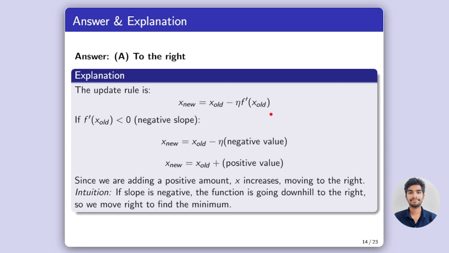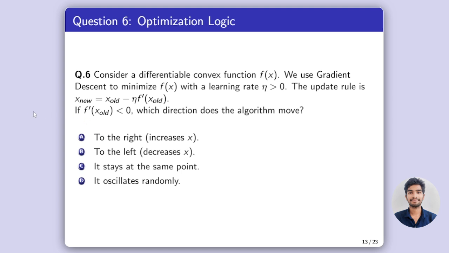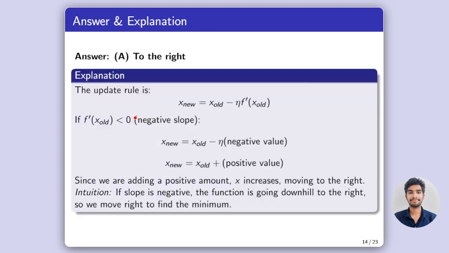The update rule is this one. In this question, the main important point we need to identify is that it is a differentiable convex function f of x, minimizing f with learning rate eta greater than 0. This is okay. Eta is greater than 0, and f dash of x is less than 0, so the slope must be negative.